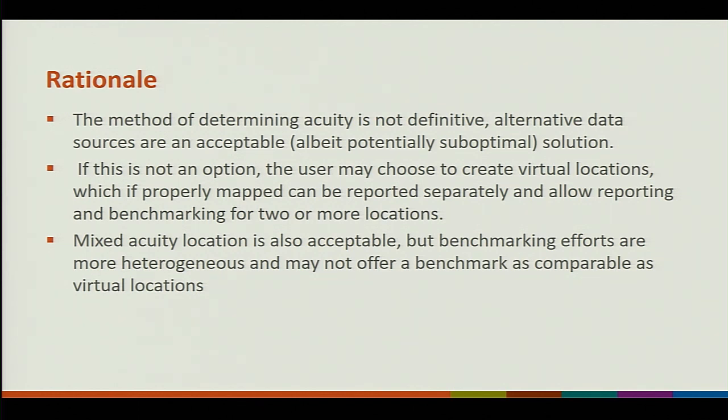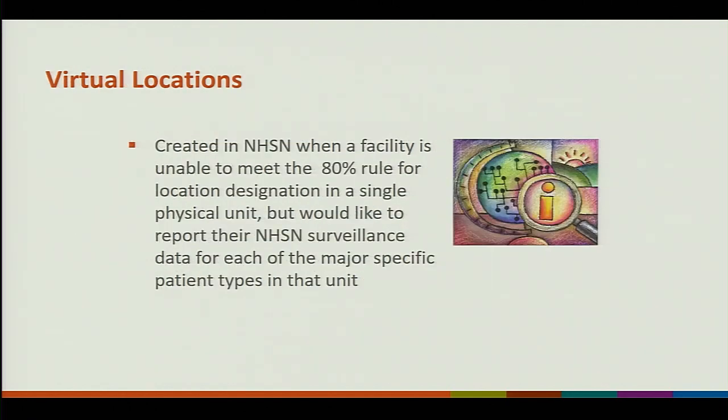And finally, mixed acuity locations are also acceptable. But again, benchmarking efforts are more heterogeneous and may not offer a benchmark as comparable as virtual locations, because you're running into a less specific unit type. If you have critical care patients and ward level patients, your mapping is mixed acuity. There's just a lack of specificity. There's a really broad level of risk between those patient types, and that's accounted for in the benchmarking for a mixed acuity unit. So just a word on virtual locations.